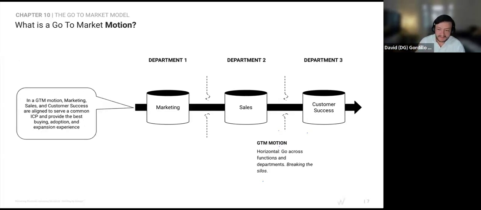Whenever we're making this shift, we need to start thinking about the customer, and what is the customer experience that we're going to provide to this customer from the moment we're raising awareness, from the moment we are retaining and expanding them as well. Now, if we're going to align these three departments, we also need to know what the expectations are from our customers when they want to interact with us.